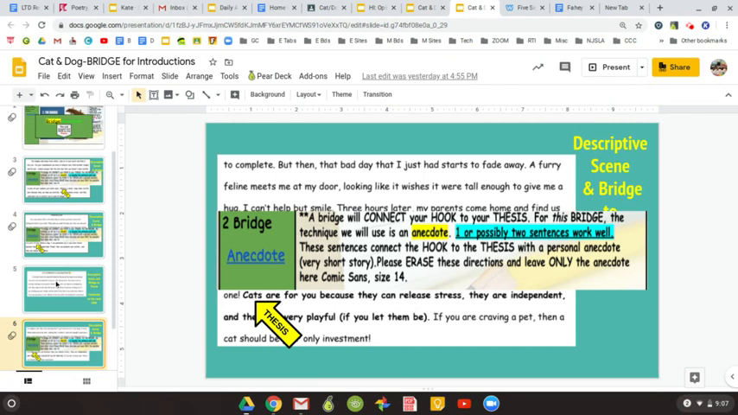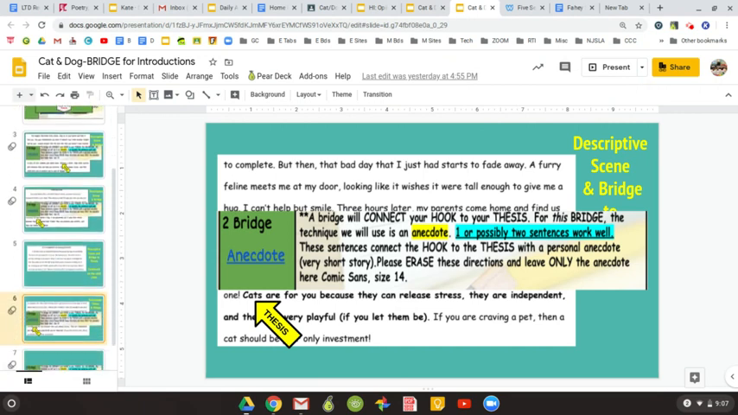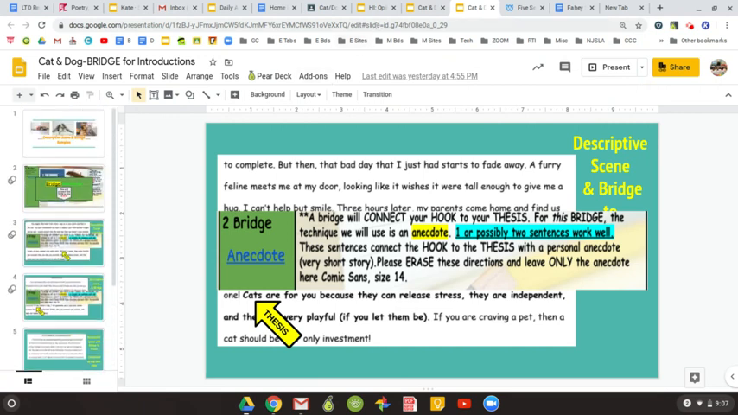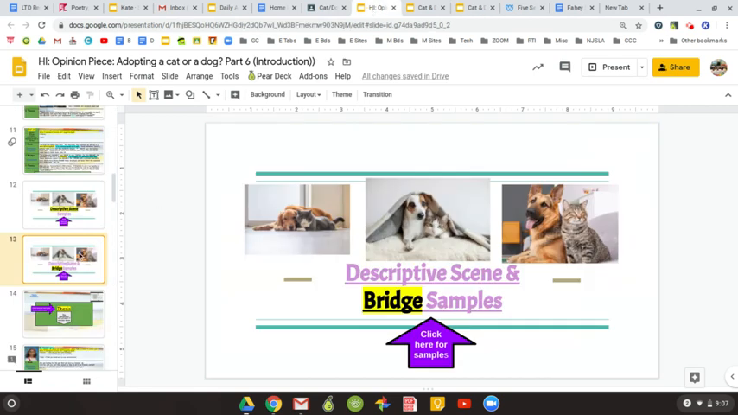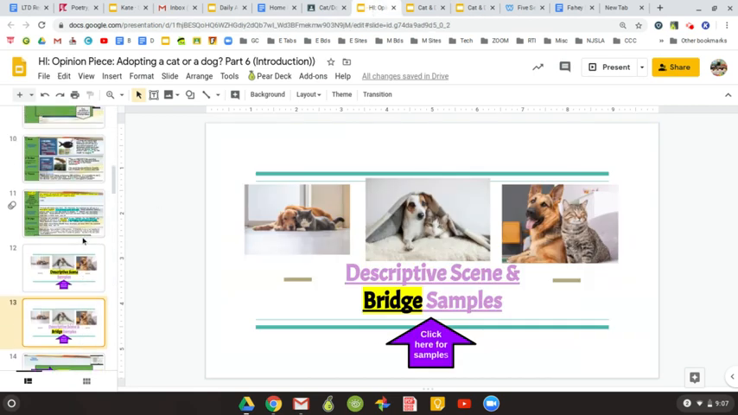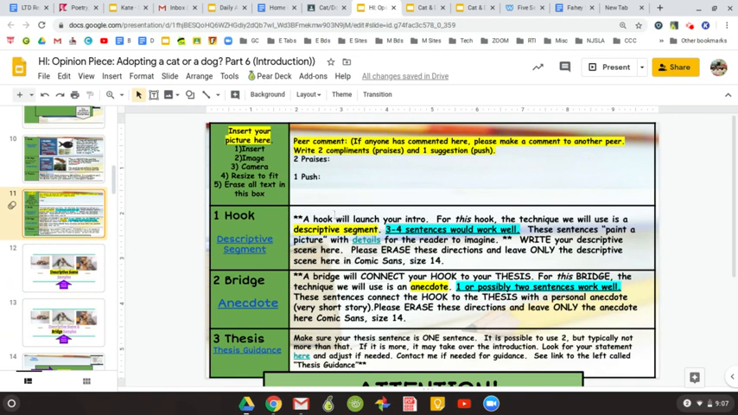So this portion where you have some samples for the bridge is also located in the presentation. So make sure you take a look at that and take a look at the directions really carefully. Don't forget to put a picture in. You can do 2 praises and a push to another writer, please, as soon as possible. And remember that your hook does not have to be that long. About 3 or 4 sentences work well, but again, it has to be a descriptive segment.